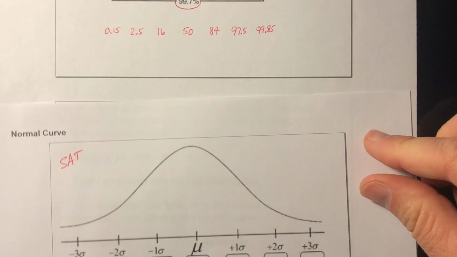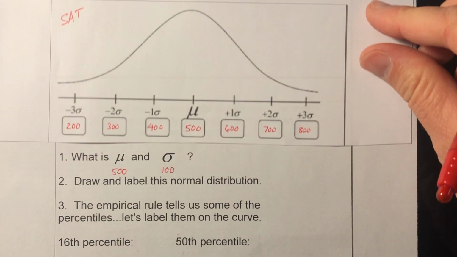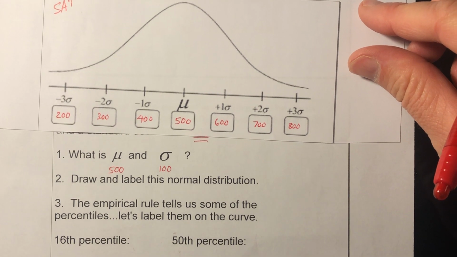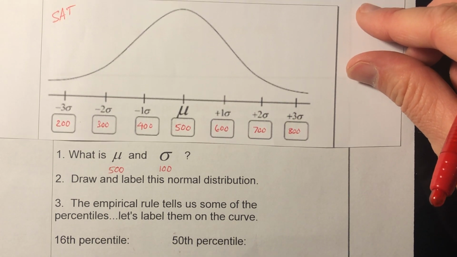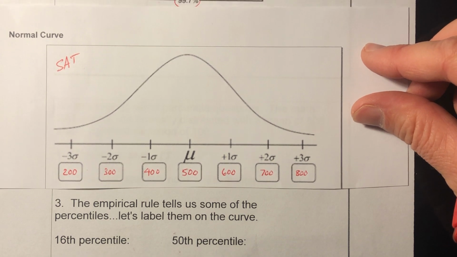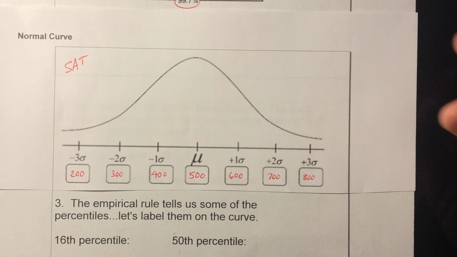Okay, so we're going to use this to answer the rest of the questions. I don't know how well I can fit all this on there. There we go. Okay, so we did our mean, our mu, little sigma. We drew and labeled our normal distribution. Okay, so now the empirical rule.